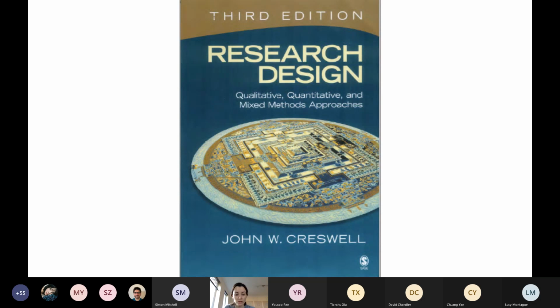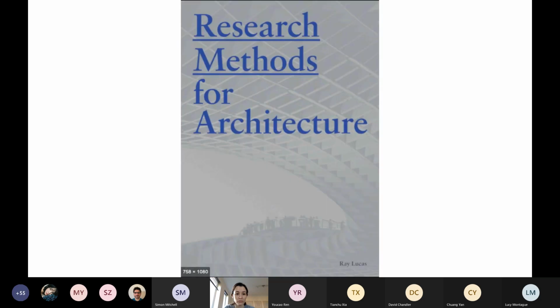This is a good book about research design. You can find it in the library. It analyzes what I've already covered in this lecture in pretty good detail. And another good book is by our colleague Ray Lucas on research methods for architecture. And this book deals specifically with visual methods in architecture, like sketching, observation, more, I would say, creative methods in research that you can also use to investigate your topics.